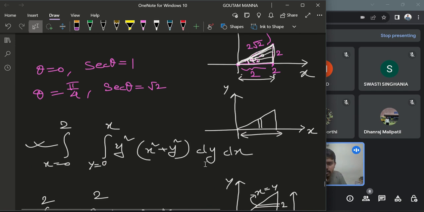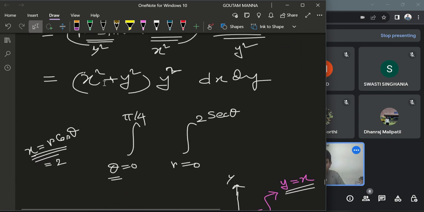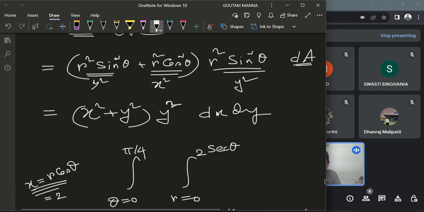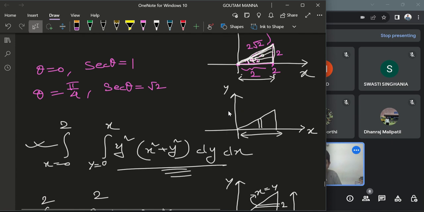One is I can integrate y first and then x. So here in the first term, that's what I am doing. I am putting everything as it is from here. This term I put here, and now I am talking about these limits. So how do we modify these limits to cover this entire area?